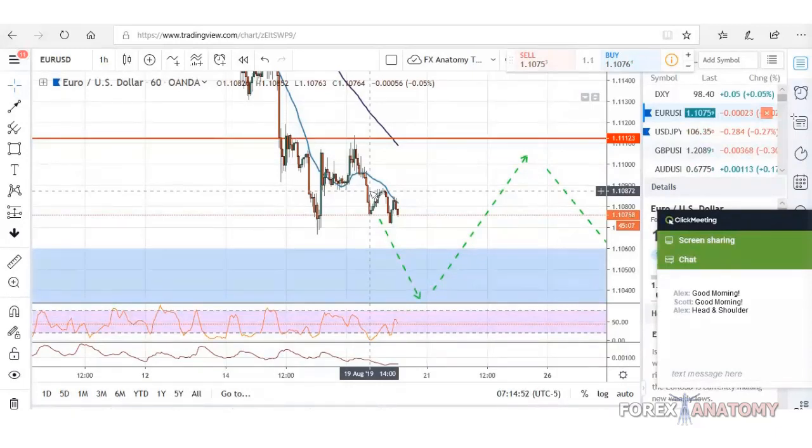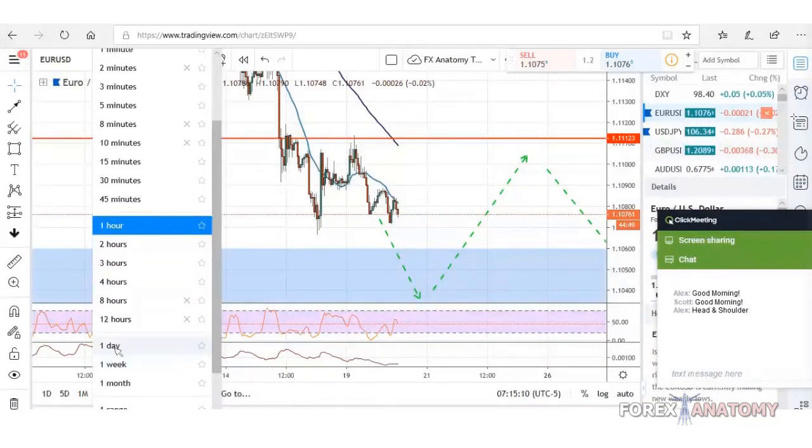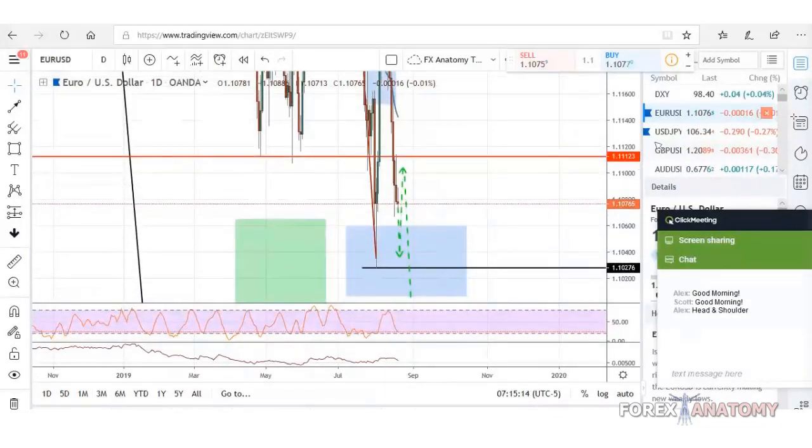But all right, since we don't have any questions about the Euro USD, what we can do is move forward and talk about our next currency pair, which is the US dollar Japanese yen. What I want to do first is go down to the daily chart before we decide to switch over to the US dollar Japanese yen.